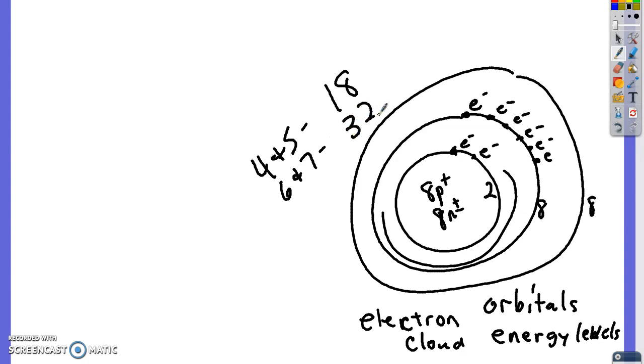Now, there are some of the very most recent ones. 118 has got a complete 7th shell. If they were to make any artificial elements, would it go to another shell or another level or another orbital, however you want to call that? Don't know. We'll see.